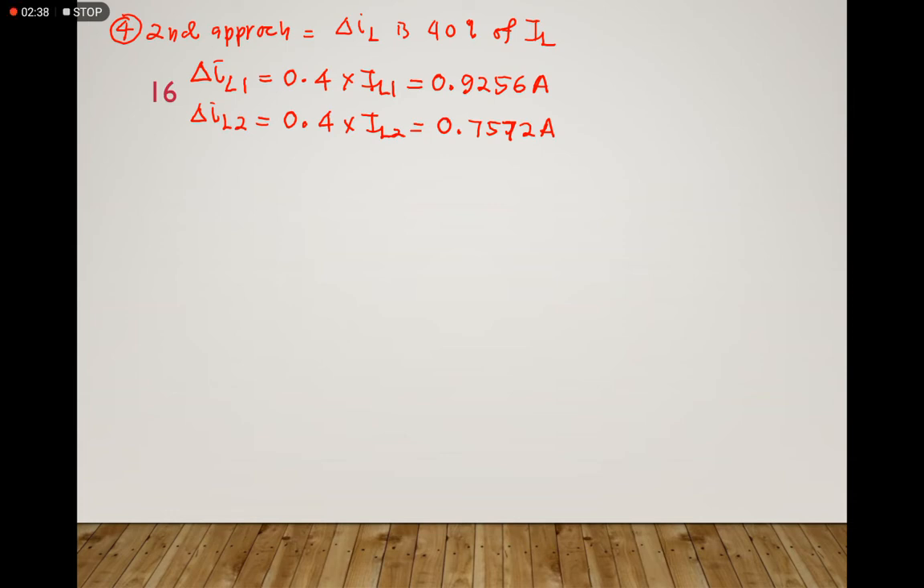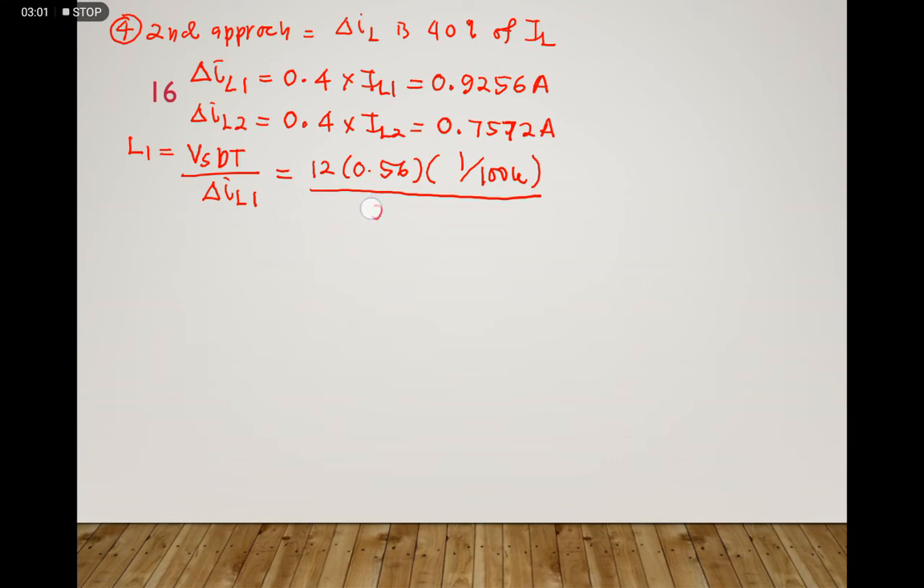Once we get the value for your delta IL, we can use this value in order to find the value for your inductor. So L1 will be equal to Vs D T over delta IL1. Substitute the value, over delta IL1 will be equal to 0.9256. You will get 72.6 microhenry.